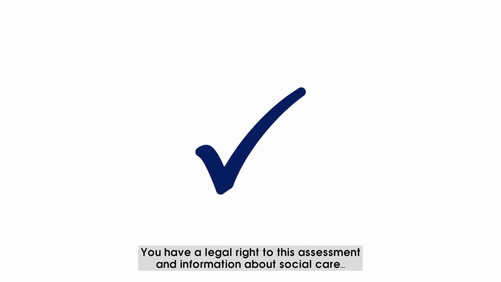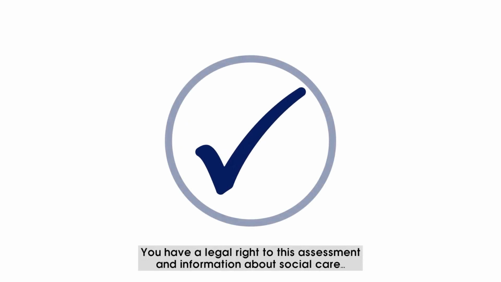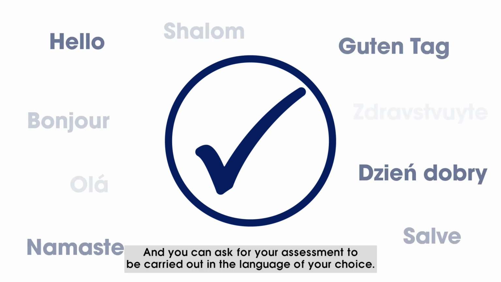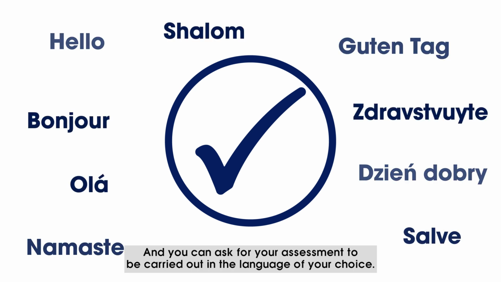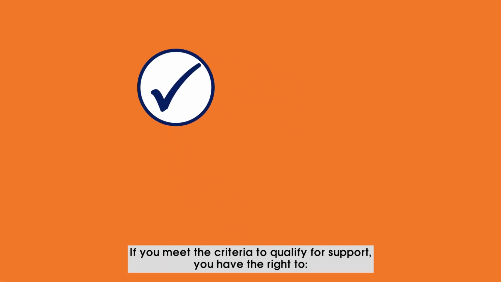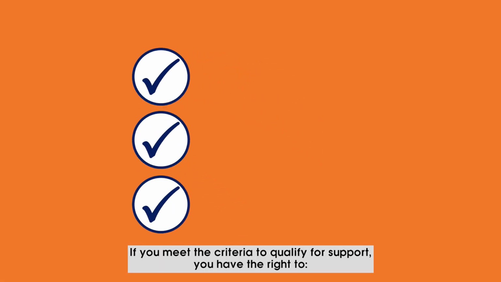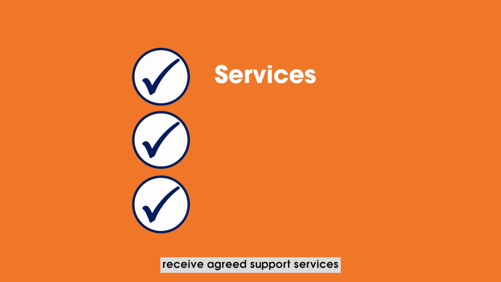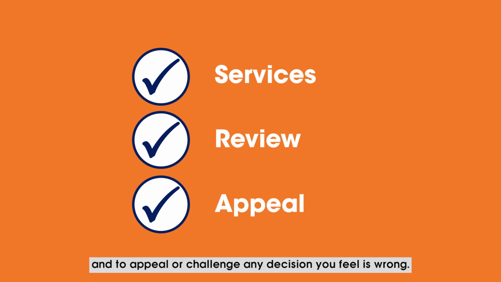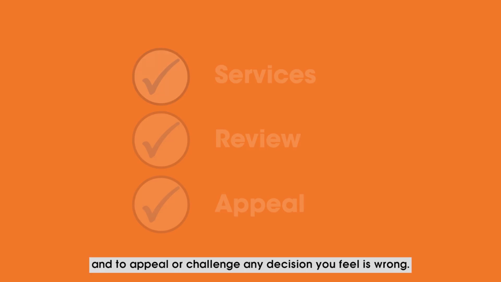You have a legal right to this assessment and information about social care, no matter what your personal or financial circumstances might be. And you can ask for your assessment to be carried out in the language of your choice. If you meet the criteria to qualify for support, you have the right to receive agreed support services, a review of your support if your needs change, and to appeal or challenge any decision you feel is wrong.